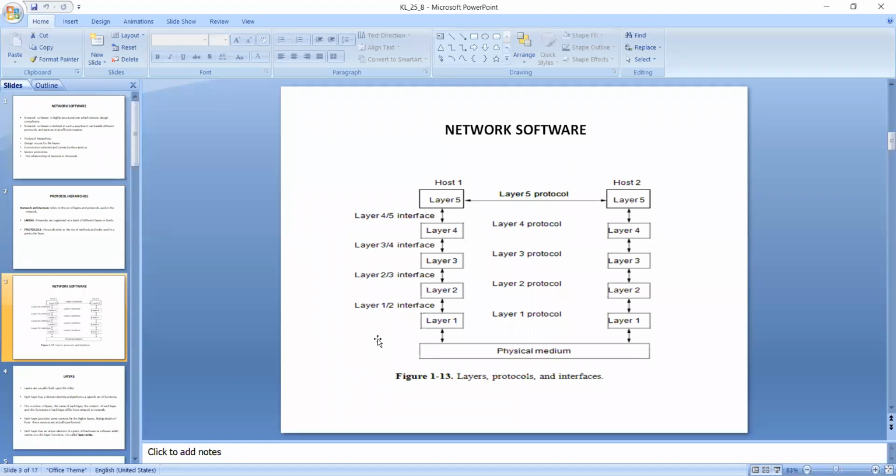Okay, so likewise, look at the figure here. Layer 1 provides services to layer 2. Layer 2 accepts services from layer 1. And here, this layer 2 again provides services to layer 3. And layer 3 accepts services from layer 2. So simply we can say that layer 1 is the service provider and layer 2 is the service acceptor. The lower layer is always the service provider and the upper layer is always the service acceptor.